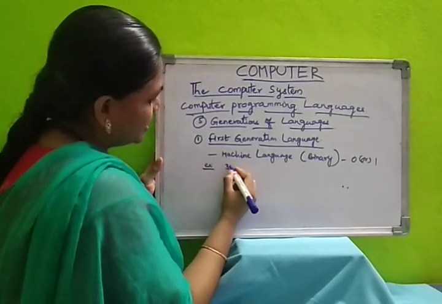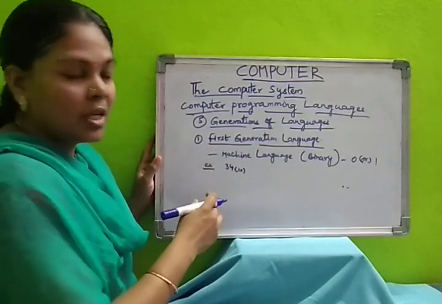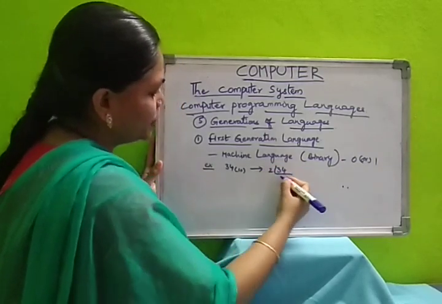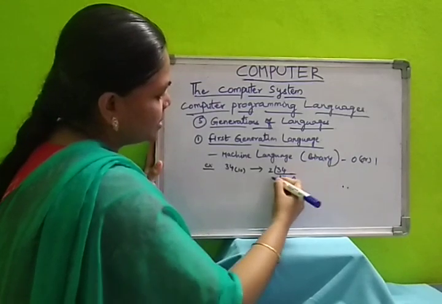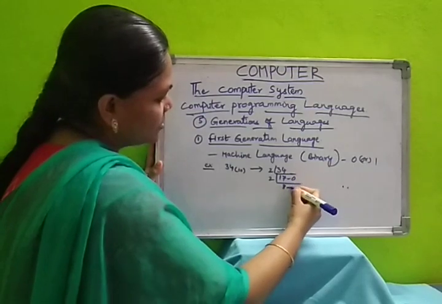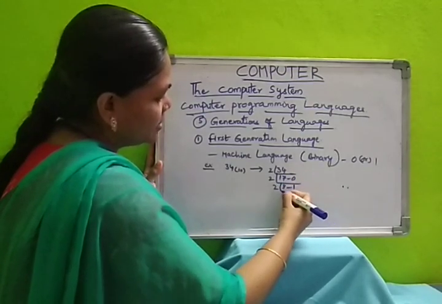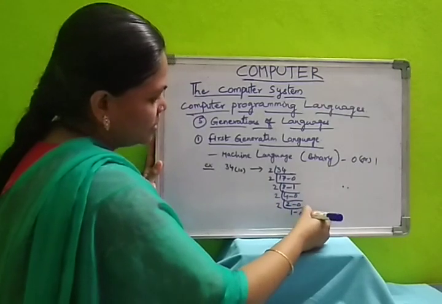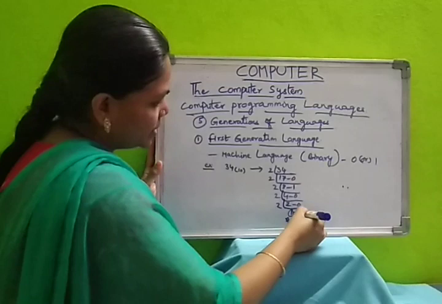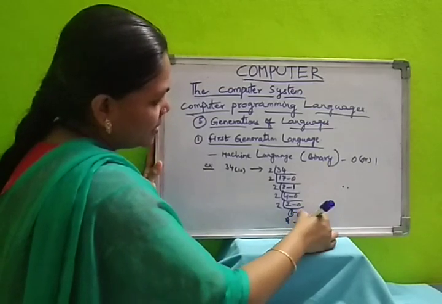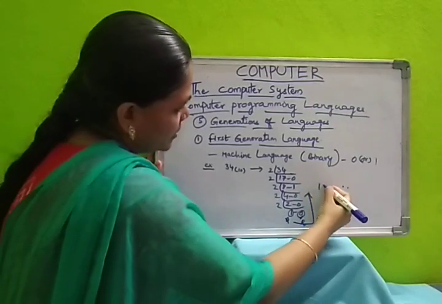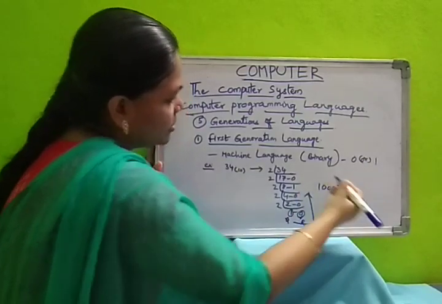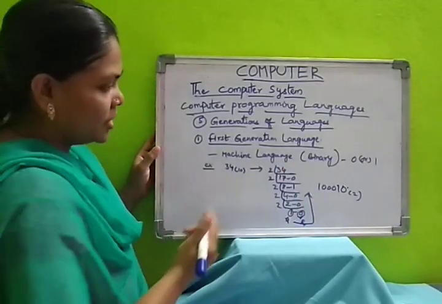Let us take 34 base 10, because it is a decimal number. We will convert it into binary form by dividing by 2. 2 17s are 34, remainder 0. 2 8s are 16, remainder 1. 2 4s are 8, remainder 0. 2 2s are 4, remainder 0. Again 2 1s are 2, remainder 0. This side we write the quotient and this side the remainder. The numbers you have to write from bottom to top: 1 0, and then three zeros, and 1 0. That is 100010 base 2, because it is a binary number. Like that we convert it into binary form.